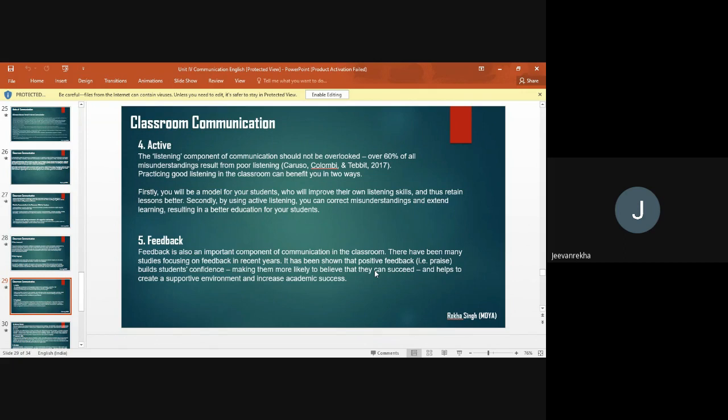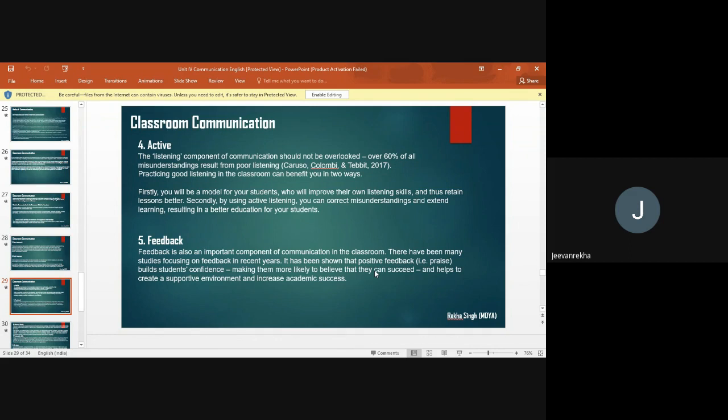Feedback is also an important component of communication in the classroom. There have been many studies focusing on feedback in recent years. It has been shown that positive feedback builds students' confidence. See, you always see the parent-teacher meeting, right? What is that? That is feedback about the students to their parents, making them more likely to believe that they can succeed. So give positive feedback about your students to be successful, right? And help to create a supportive environment and increase academic success.